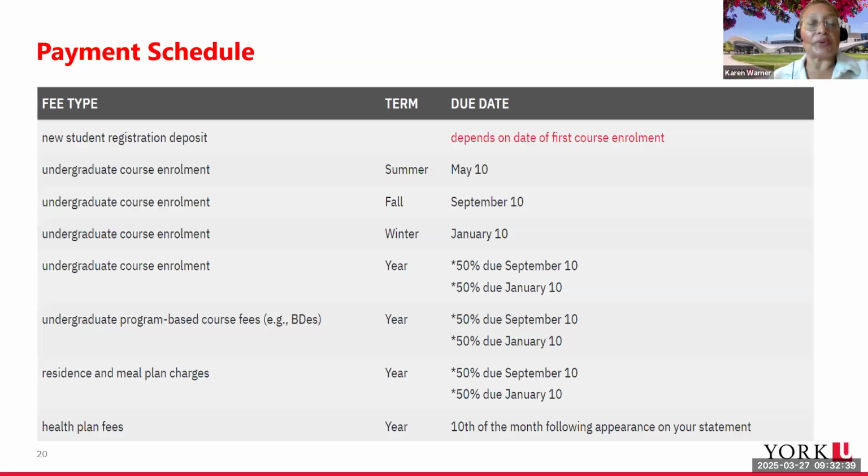So if you take a heavier course load in any one term, your costs are going to be higher in that term. The other thing, again, is your health plan fees that I mentioned at the start of the presentation. So you will be charged for the health plan. That will be due in September. Okay, so you will see that reflected on your student account in August, right? It will be due in September. Next.